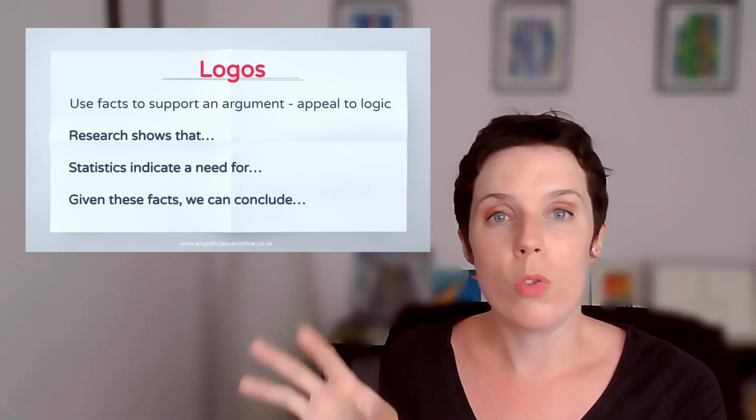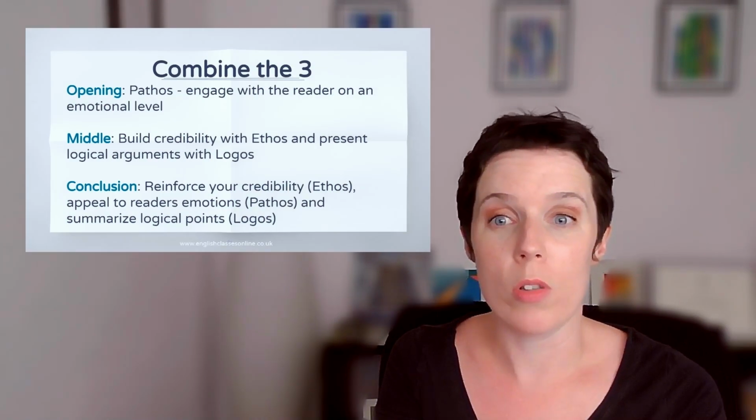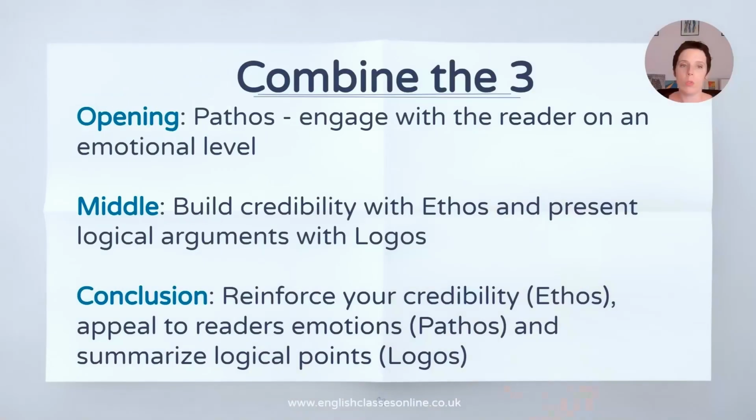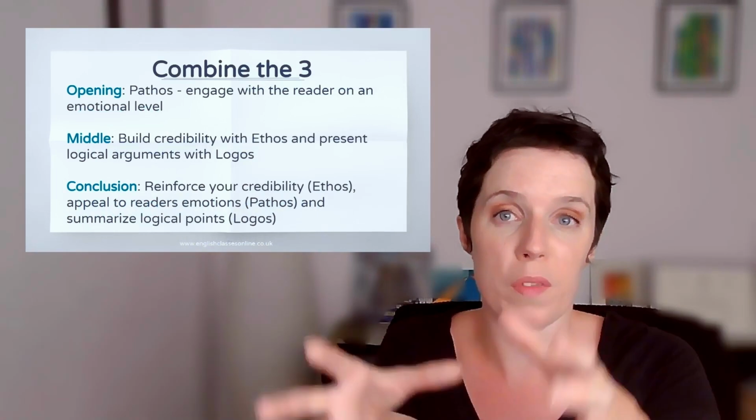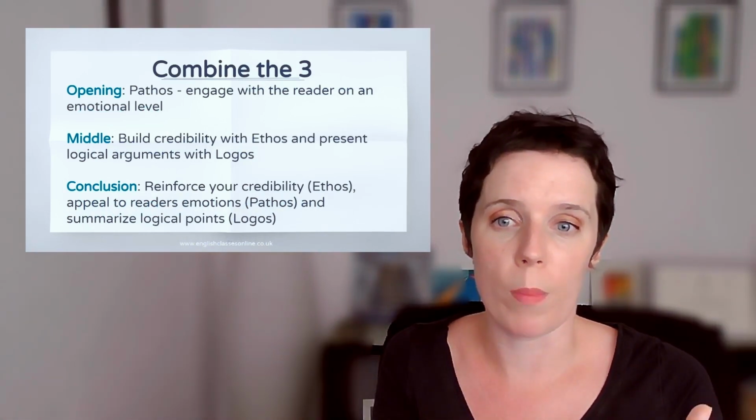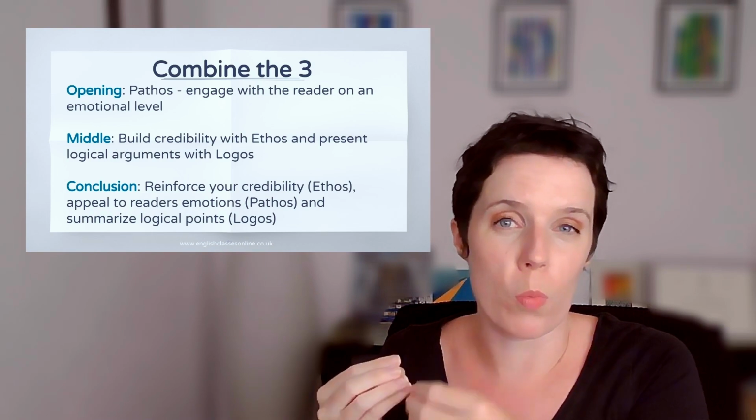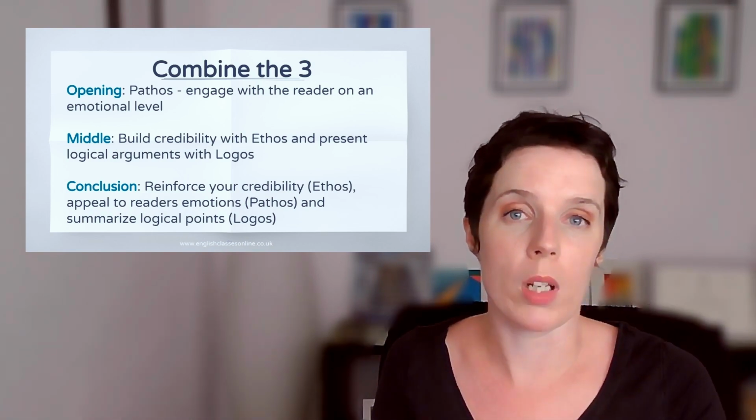So you don't just want to use one of these, you want to try and use a combination of all three. So for example, in the opening of your proposal, you want to try and engage with the reader on an emotive level. So try to use pathos, those adjectives and adverbs. In the middle, you want to try and build some credibility with ethos, and also present some logical arguments. And then in your conclusion, you want to do all three. So you want to reinforce the credibility that you've already spoken about, appeal to the reader's emotions one more time, and then summarize with some kind of logical points.